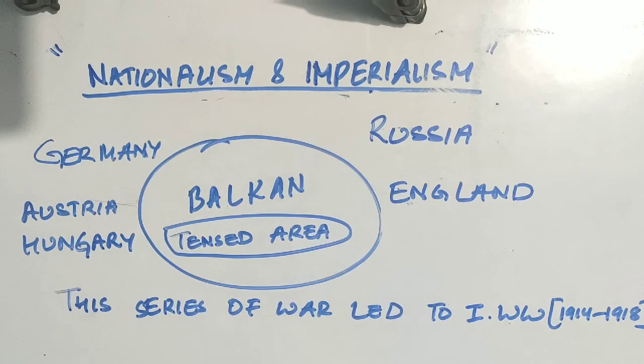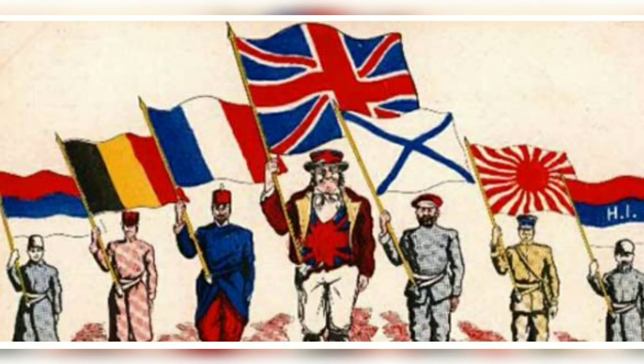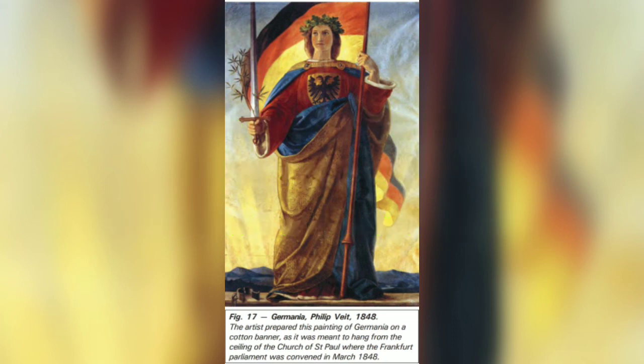The Balkan states were jealous of each other too, and at times attacked each other. The differences among these countries made Russia, Germany, and England attack these areas, and hence many wars were fought, and finally the First World War. Nationalism mixed with imperialism led Europe to disaster in the First World War. Lastly, all the countries of the world accepted the view that societies should be organized into nation states in which people can enjoy freedom, liberty, and equality.